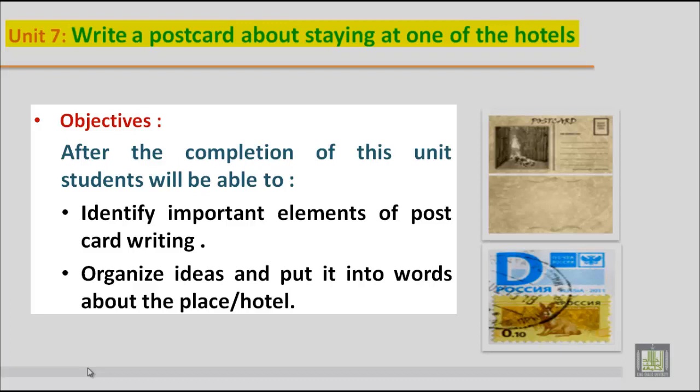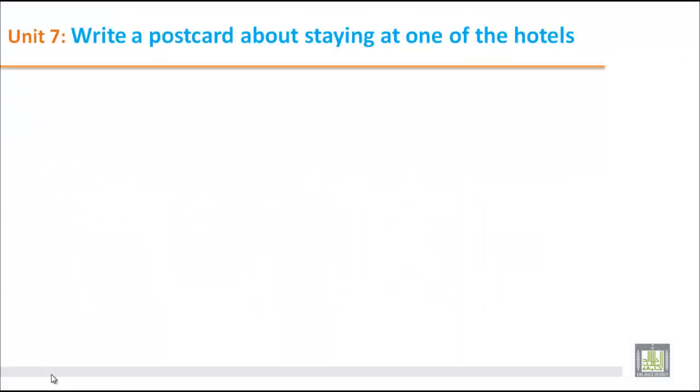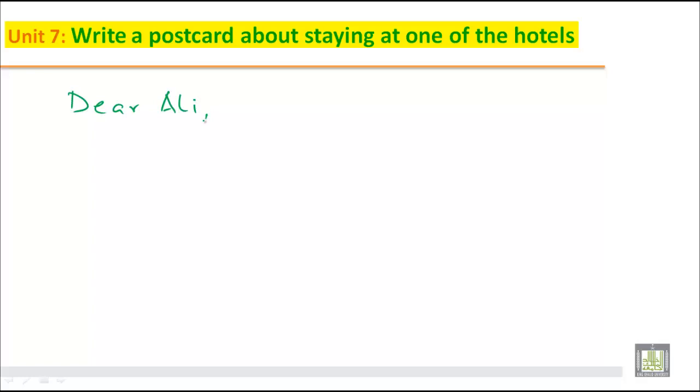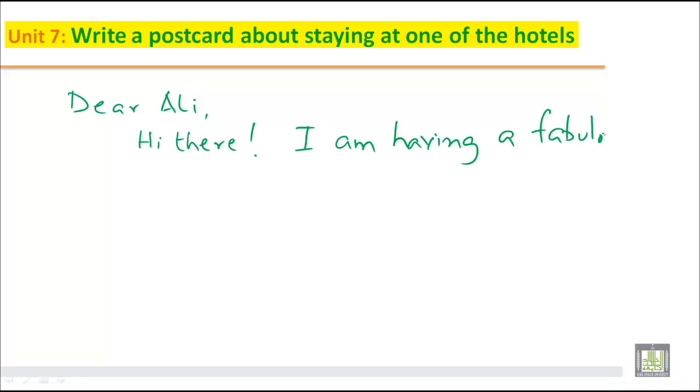Okay, you can see this postcard on the right. This is how a postcard looks. Suppose you want to write it to your friend about staying at one of the hotels. So what we will do, in a postcard, it's just like a letter. We start with a salutation, like Dear Ali, and since he is your friend, we can write it in an informal manner, like Hi there, I'm having a fabulous time in Dubai.